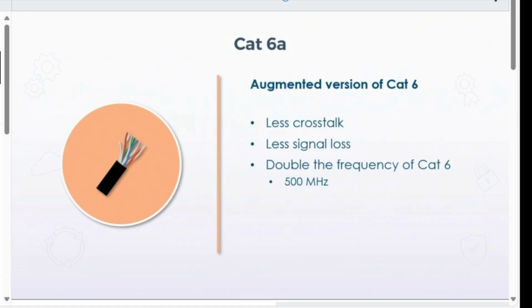Now, I should mention that at the time of this recording, Cat7 and even Cat8 are available, and as you might imagine, each improves upon its predecessors with greater speed and less interference, but they aren't particularly common just yet, and prices remain higher than their earlier counterparts. But at 10 gigabits per second, Cat6 or 6a is more than adequate for most of today's environments.